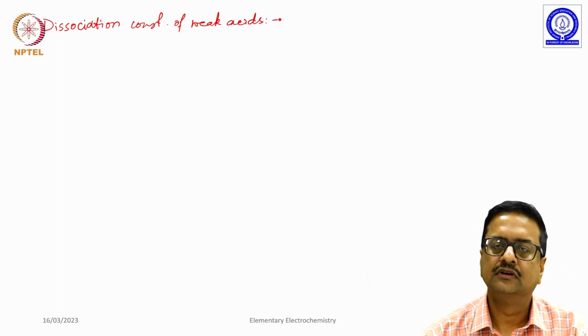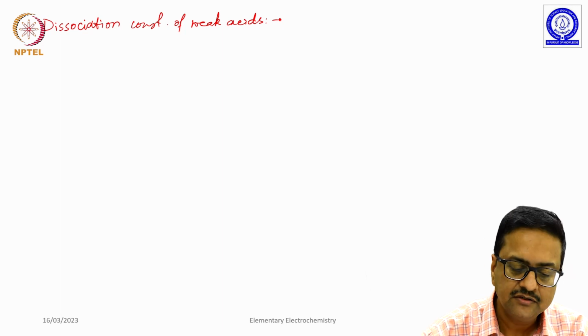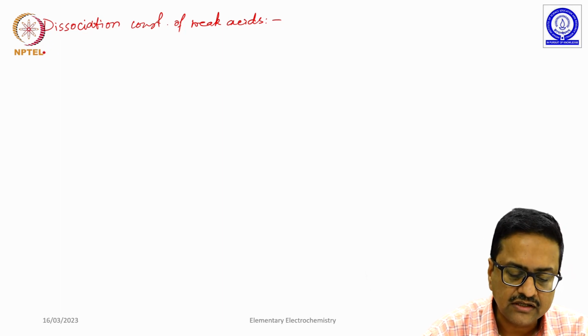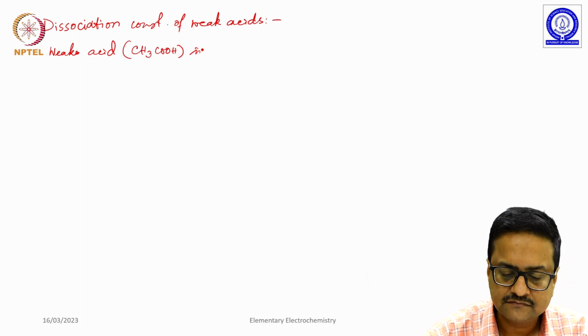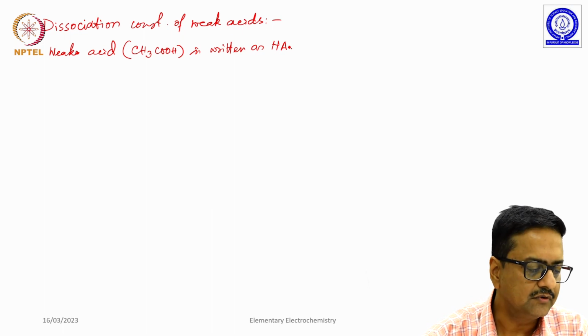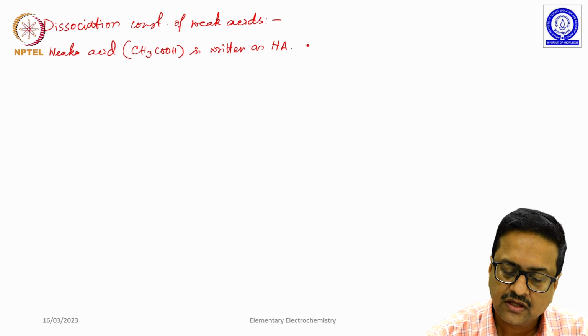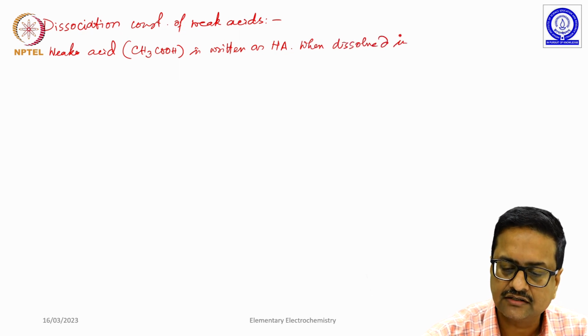We will discuss both weak monobasic acid and then weak dibasic acid like oxalic acid as well. So, suppose the weak acid, let us assume it to be acetic acid, is written as HA. A is the anion part of the weak acid and H is the H plus ion of that acid. So, weak acid is written as HA when dissolved in water.